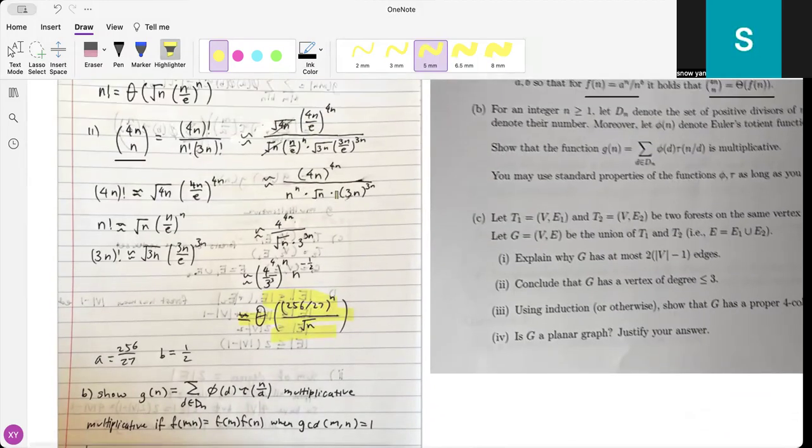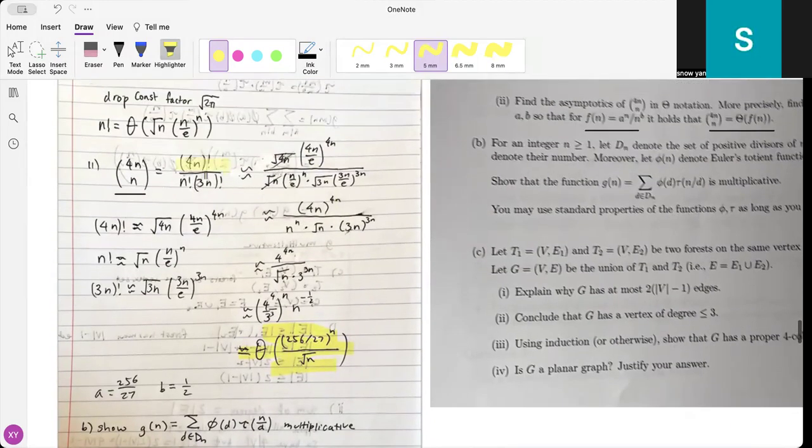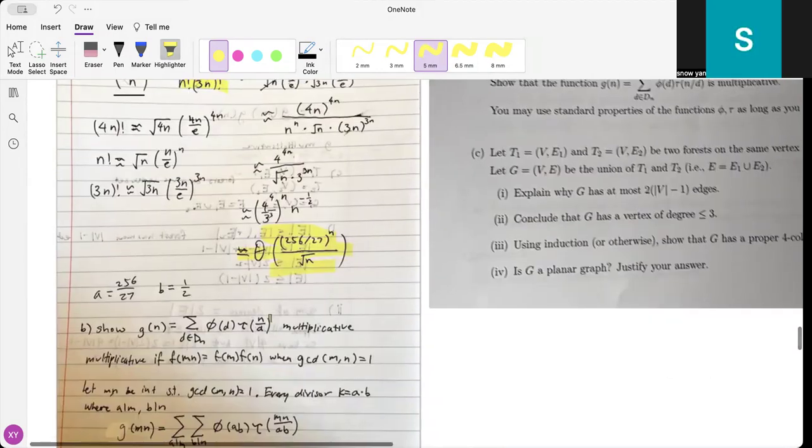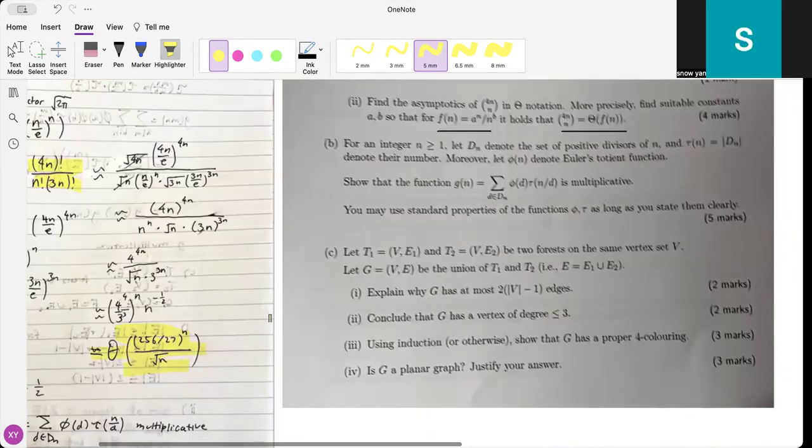This is just simple algebra bashing. Once you know you need to write it out using Stirling's formula, it's this calculation. There's not much to say about that.